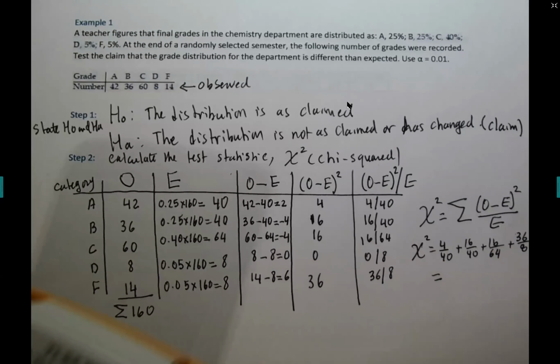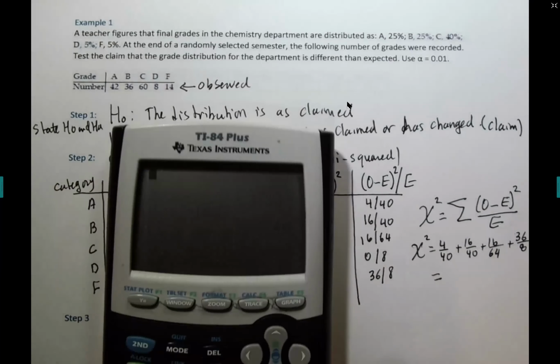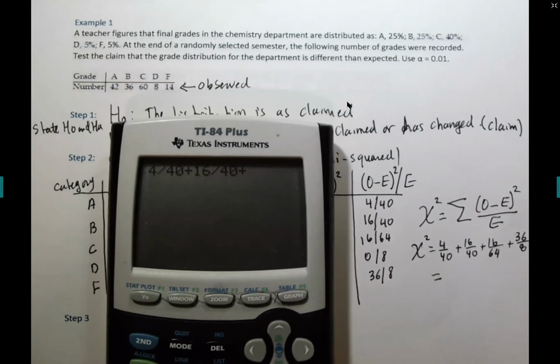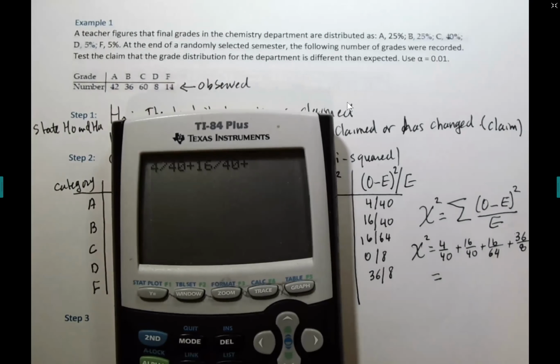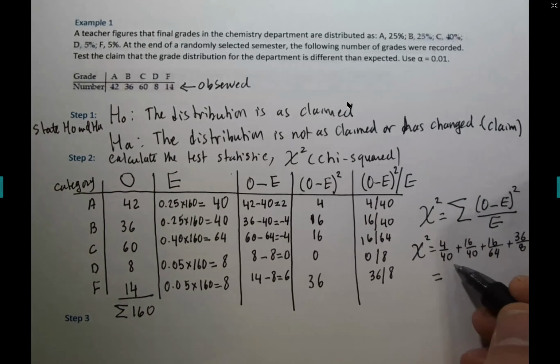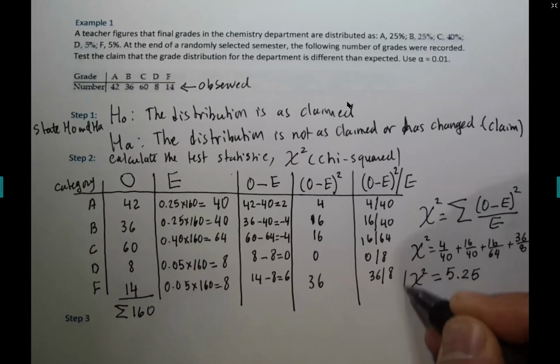All right, so that would be, just use your calculator, guys, to do it. 4 divided by 40 plus 16 divided by 40 plus 16 divided by 64 plus 36 divided by 8. So it's 5.25. That is called the test statistic.